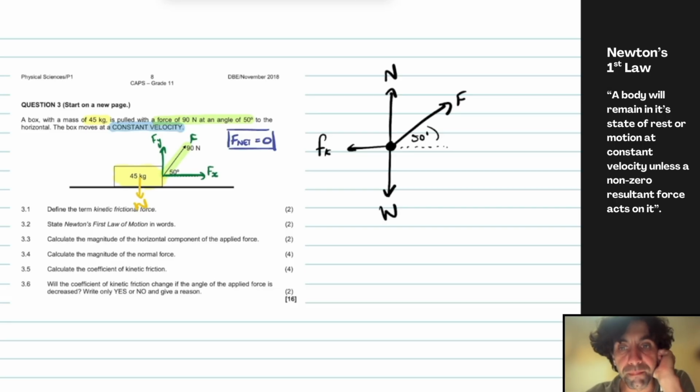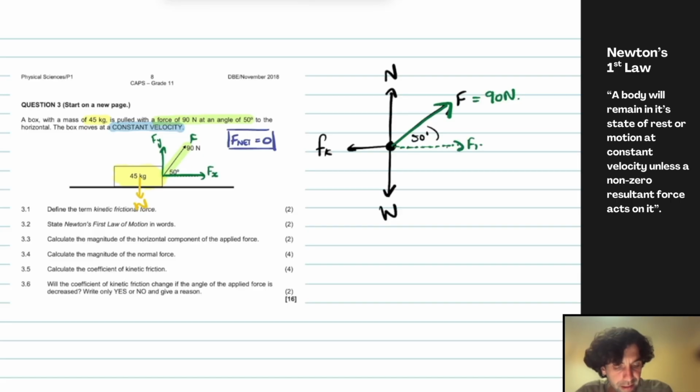Okay, it is kinetic frictional force opposing that motion, so it's going to be acting to the left. Now just very quickly, this frictional force over here is equal to 90 newtons. And we can break this up into two components, namely Fx, and upwards we are going to have another force which we can call Fy.